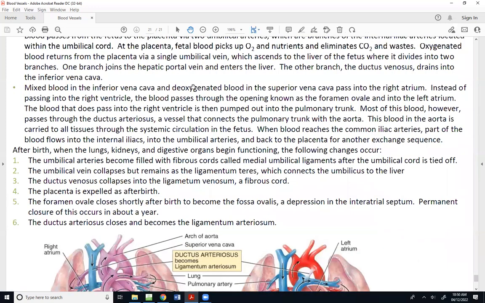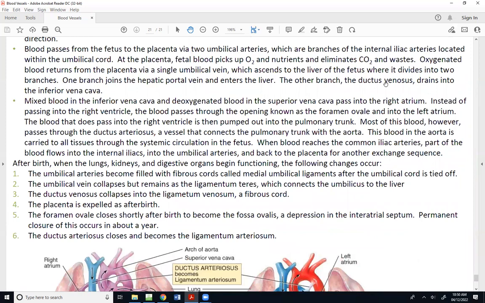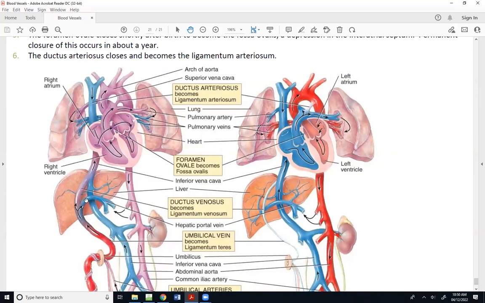One branch joins the hepatic portal vein, which enters the liver. The other branch, what we call the ductus venosus, drains into the inferior vena cava, okay? Here's one of those branches joining the hepatic portal vein, like so. The other, right here, the ductus venosus, special name, joins with the inferior vena cava, okay?